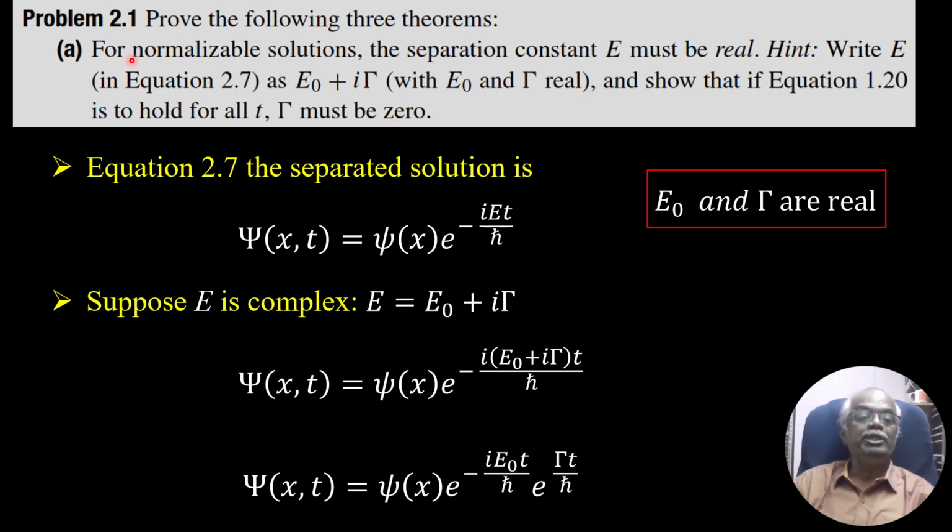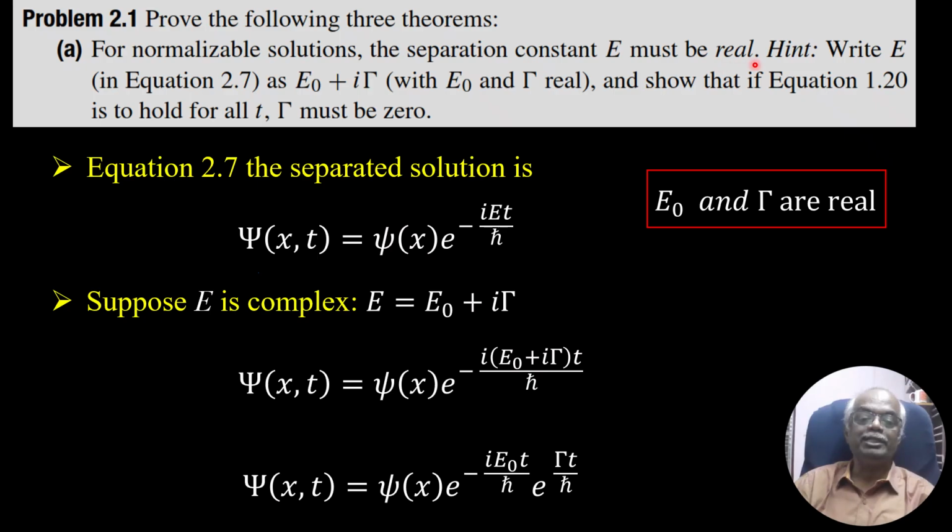Today we are going to prove three theorems in a clear manner, also step by step. The problem 2.1 of Griffiths third edition, Introduction to Quantum Mechanics. The first theorem, A, is for a normalizable solution, separation constant E must be real.